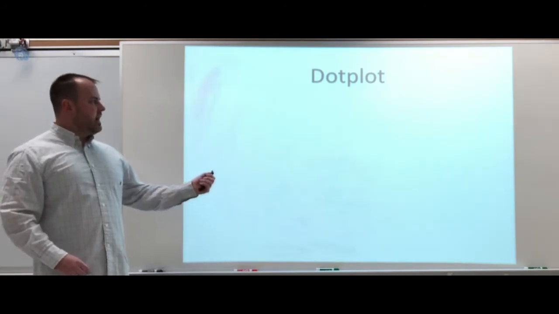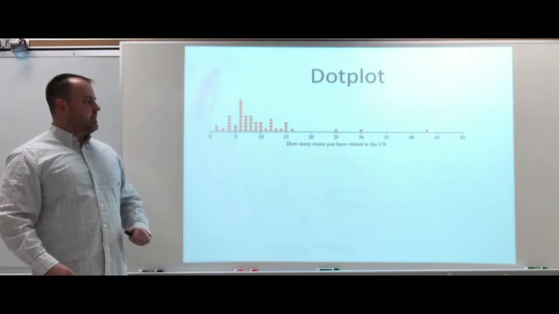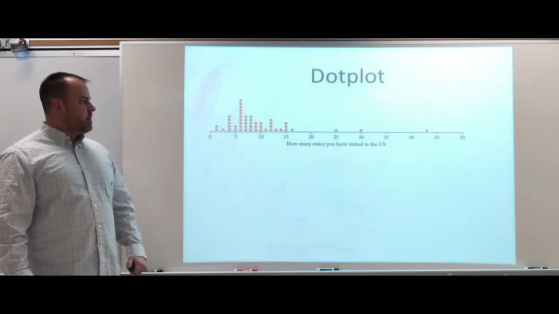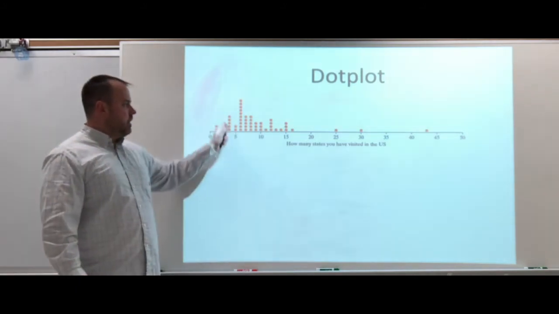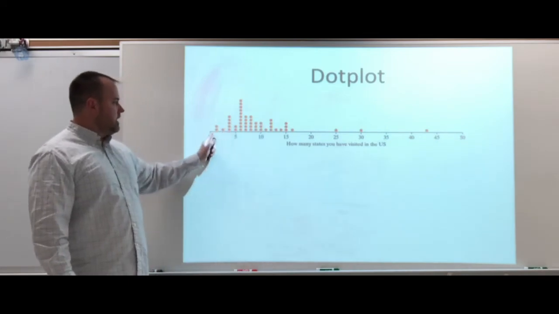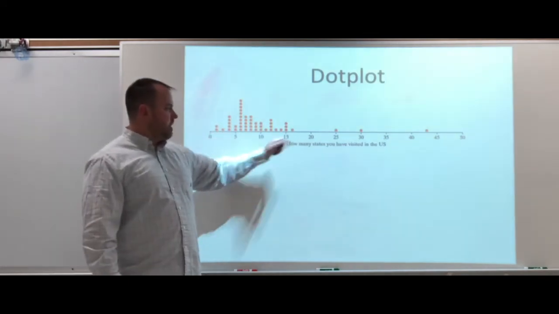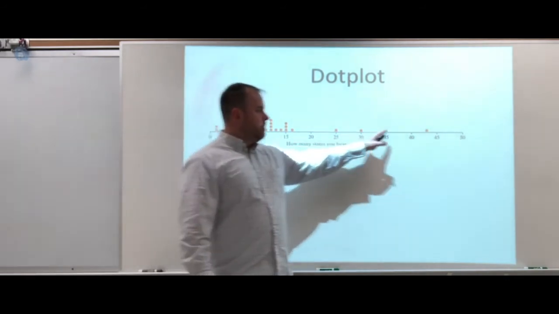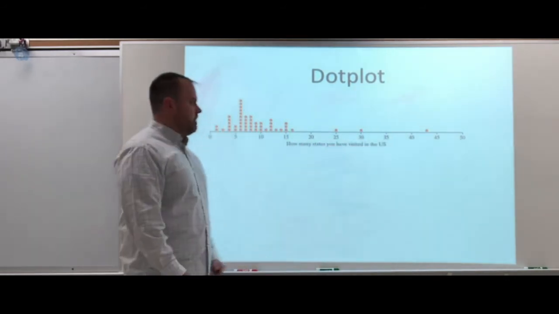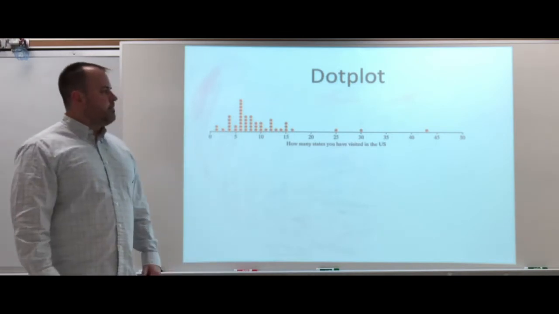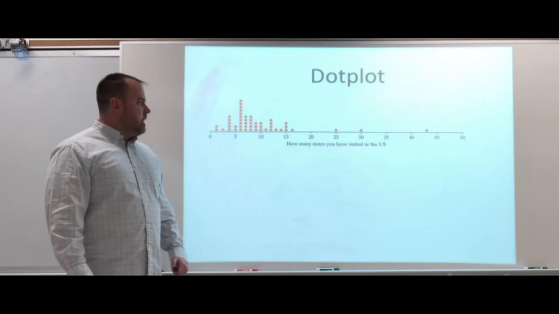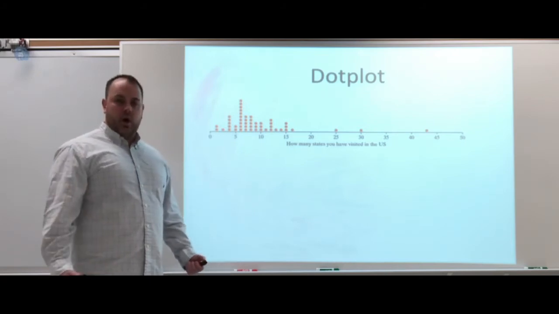One class I had put this together: how many states have you visited in the US? And we have those points. We can see a good amount of students were between 0 and just above 15, we'll say 16. Then we have some people who have been around the country a good amount, 25, 30, maybe 43 states. So this is a picture of a dot plot with quantitative data.